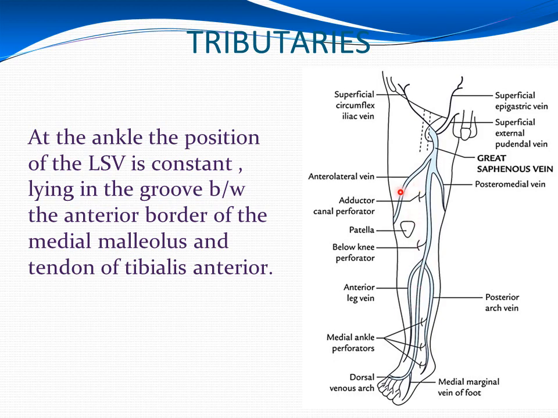Then in the thigh we have the anterolateral vein. It commences from the venous plexus on the lower part of the front of the thigh, and it crosses the apex of the femoral triangle and joins the great saphenous vein in the upper part of the thigh. So that is about the anterolateral vein in the thigh.